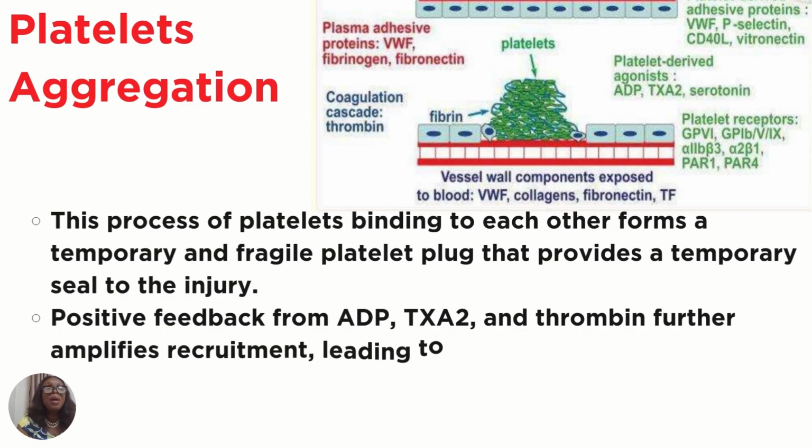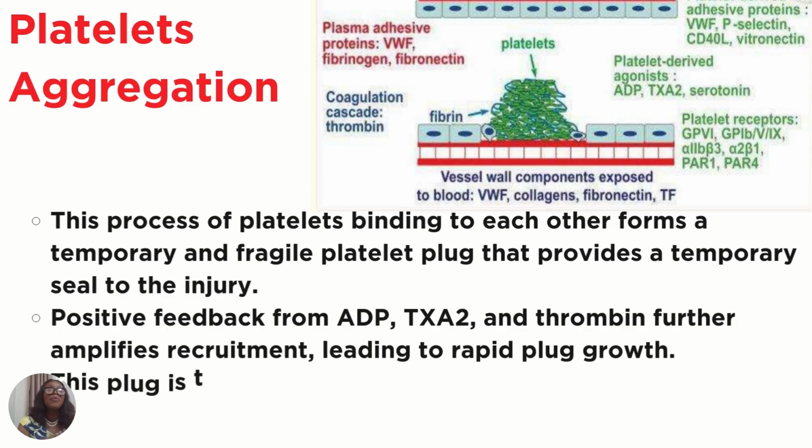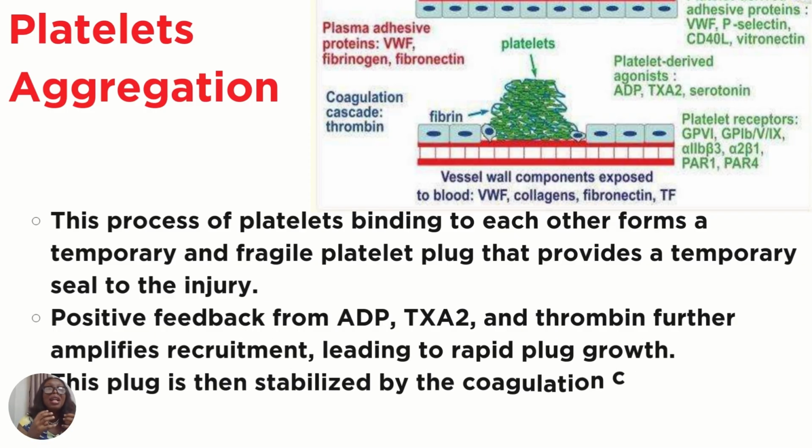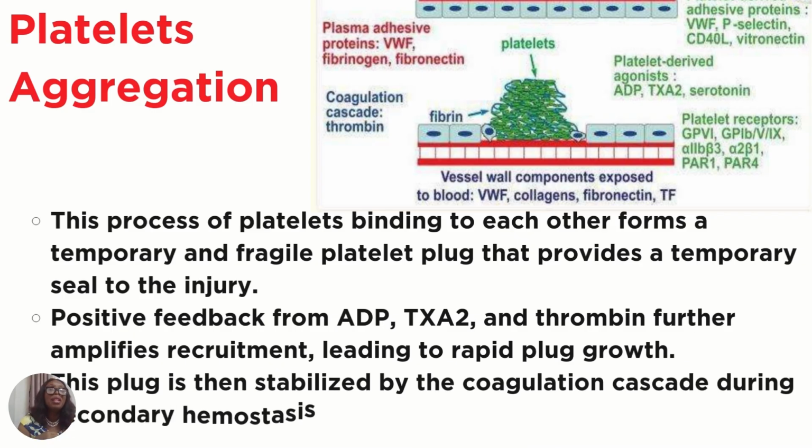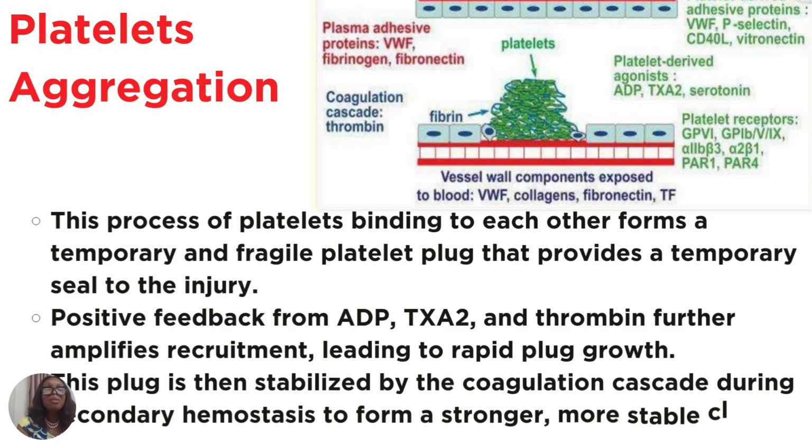Now, positive feedback from adenosine diphosphate, thromboxane A2, and thrombin further amplifies recruitment, leading to rapid plug growth. This plug is then stabilized by the coagulation cascade during secondary hemostasis to form a stronger, more stable clot.